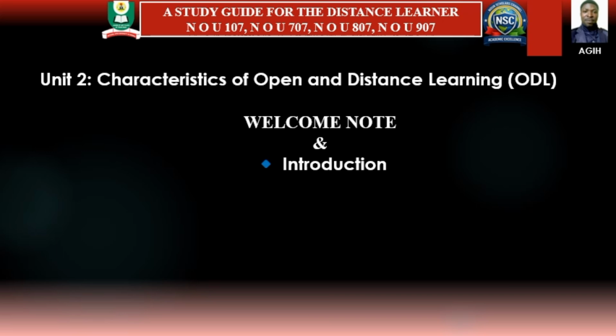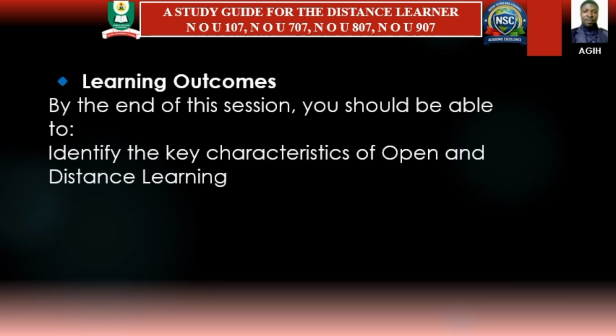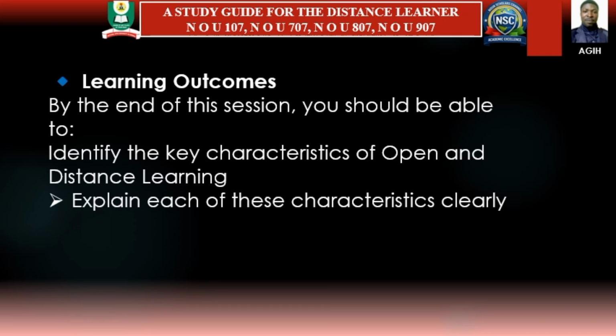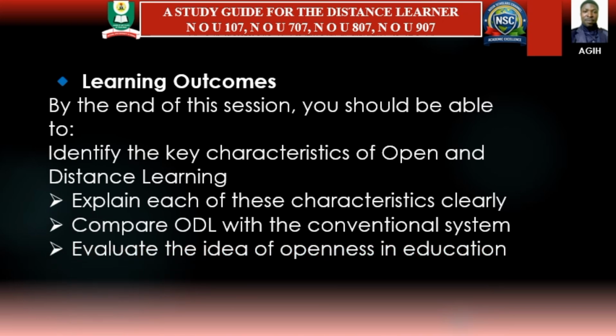In Nigeria, institutions like National Open University of Nigeria clearly demonstrate how education has moved beyond the physical classroom into flexible and accessible formats. Learning outcomes. By the end of this session, you should be able to identify the key characteristics of open and distance learning, explain each of these characteristics clearly, compare ODL with the conventional system, and evaluate the idea of openness in education. As we proceed, I want you to keep thinking about this question. Why are many Nigerians today choosing ODL over traditional universities?